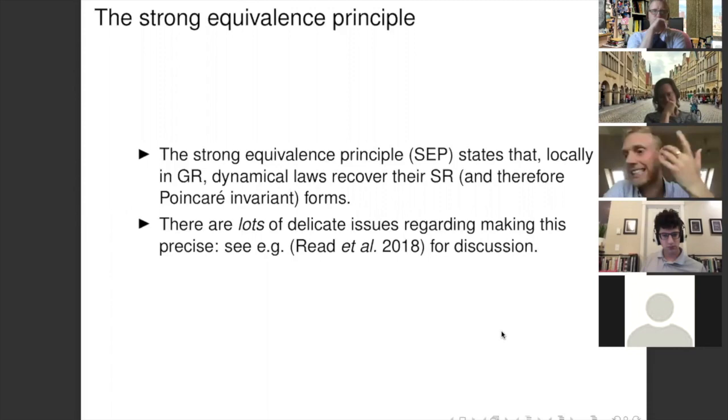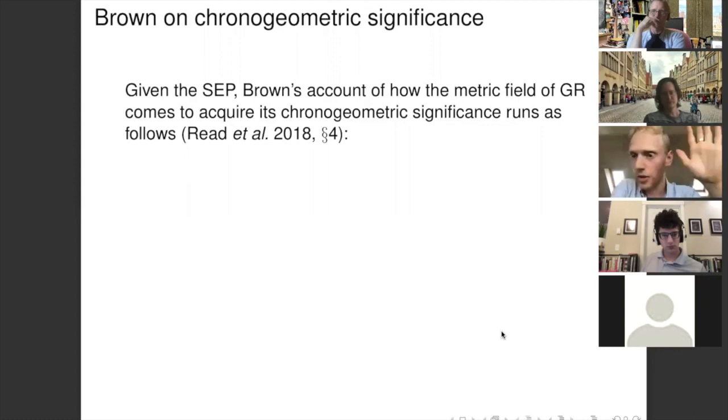Like, I can use special relativity to model local goings on. I don't need to appeal to the full machinery of general relativity to do that. But we would still like to be more mathematically precise about it. And in that sense, I think Weatherall is right. I'll talk about that more later. Let's just for the moment take the SEP as saying locally in general relativity, our dynamics recovers a special relativistic form. Then Brown's argument for why or how it is that the SEP, the strong equivalence principle, is important for the metric field acquiring chronogeometric significance can be posed like this.